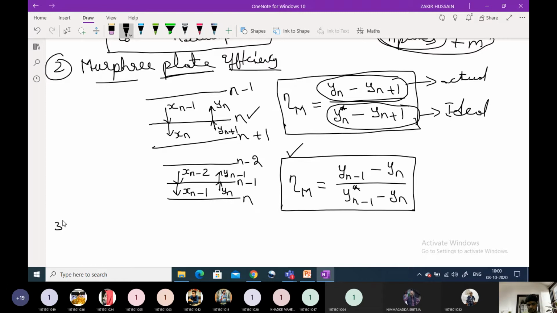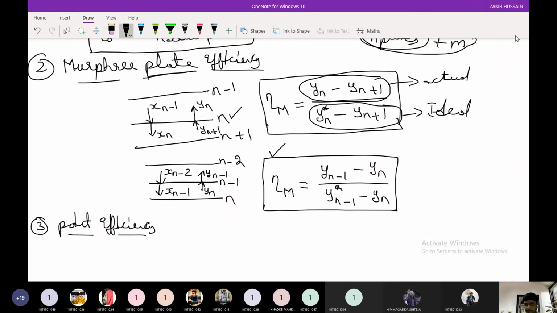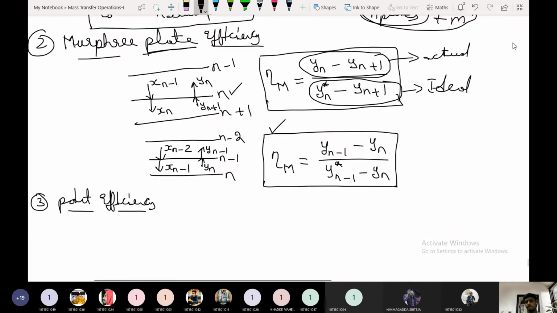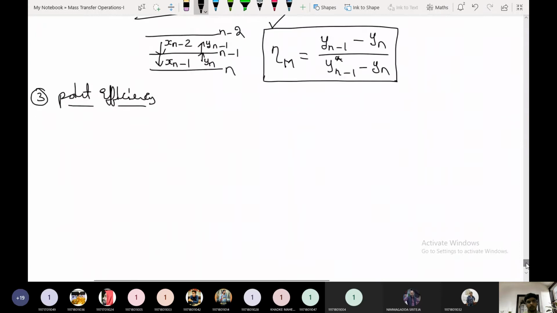Then the third type of efficiency is the local efficiency or point efficiency. What is this local or point efficiency?